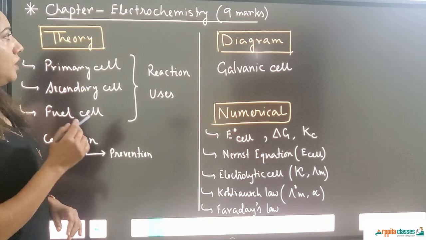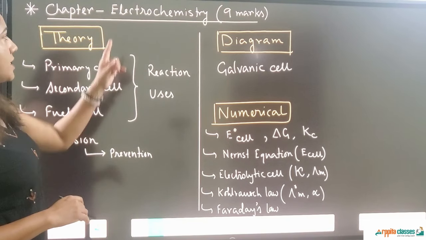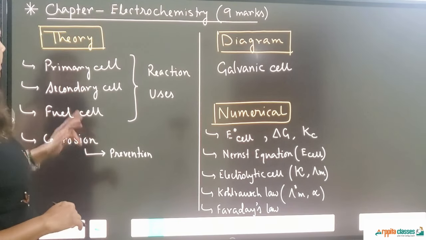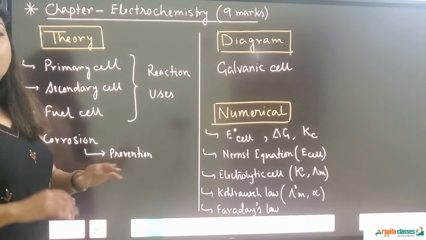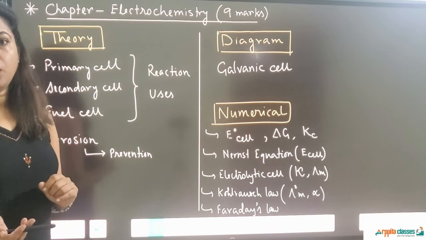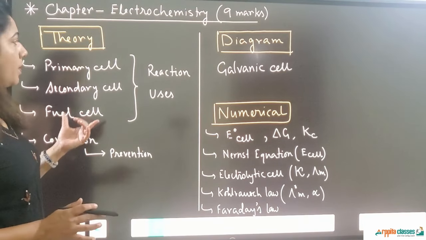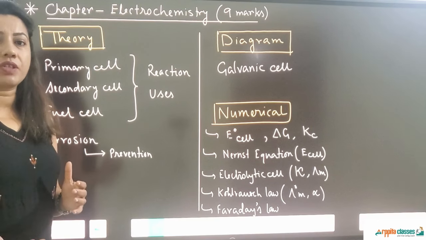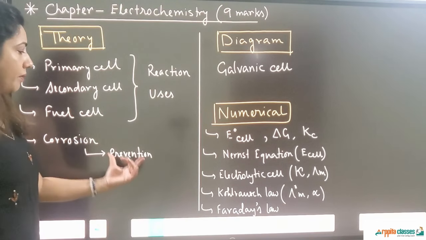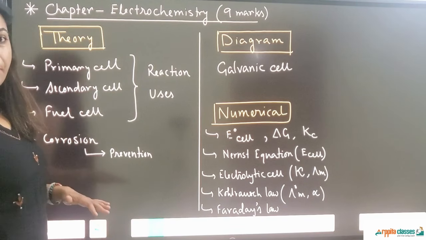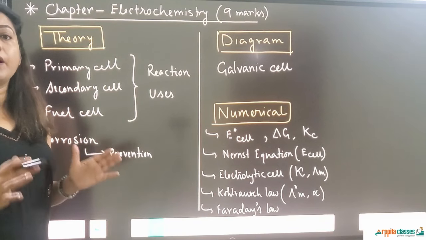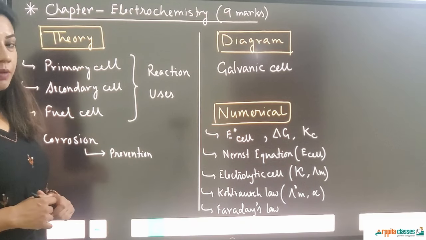Our next topic from physical chemistry again is electrochemistry, which contains 9 marks. From the theory part, we have to prepare the primary cell and secondary cell, whatever cells are there in our syllabus, the reactions and uses along with construction. Prepare them well. Fuel cell also. From these 3 cells, we get repeated questions in the board examination. After that, we have to prepare corrosion and prevention of corrosion. Diagram: we have to prepare the galvanic cell, a well-labeled diagram. Many times it has been asked in the board papers.